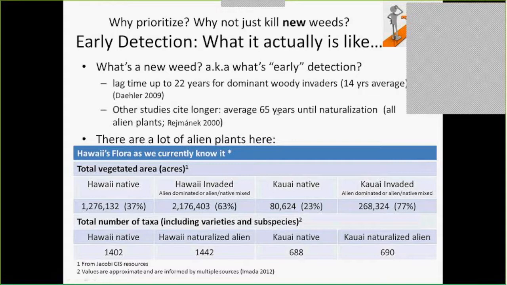So we have a little bit of a window sometimes. I mean, obviously, sometimes we get species that come here and they start invading right away, but sometimes not. And since our attitudes about invasive species didn't really start gearing up until the 90s, it's kind of a blessing in some ways. We have a little bit of a time lag window that we can take advantage of.